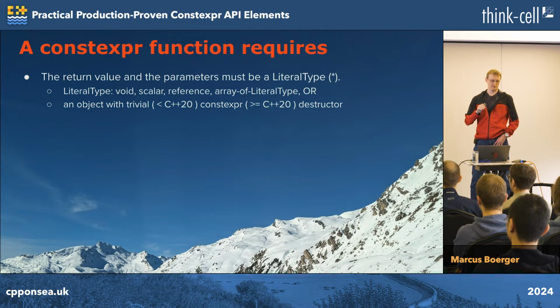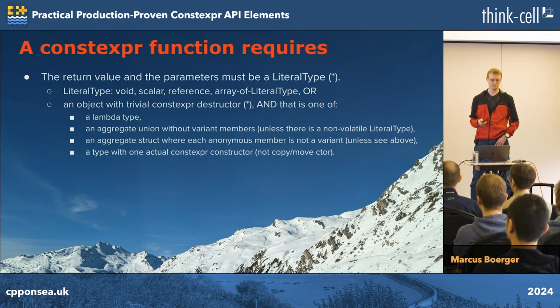Or an object with a trivial constexpr destructor. The trivial is only necessary until 20. And starting with 20, it has to be constexpr. All right, so let's put an asterisk there. And that is one of a lambda type. Okay, lambda type is easy, I can deal with that. An aggregate union without variant members unless there is a non-volatile literal type. Does that still make sense?